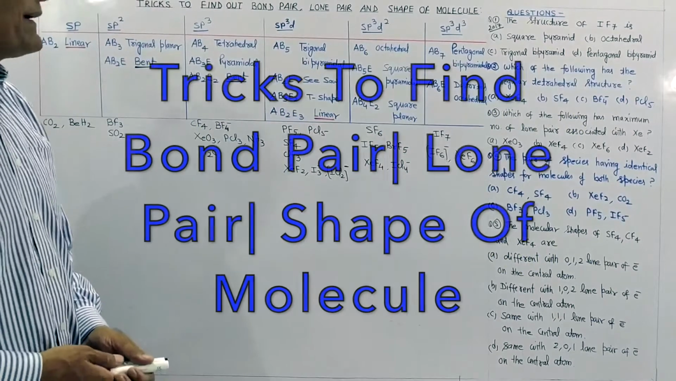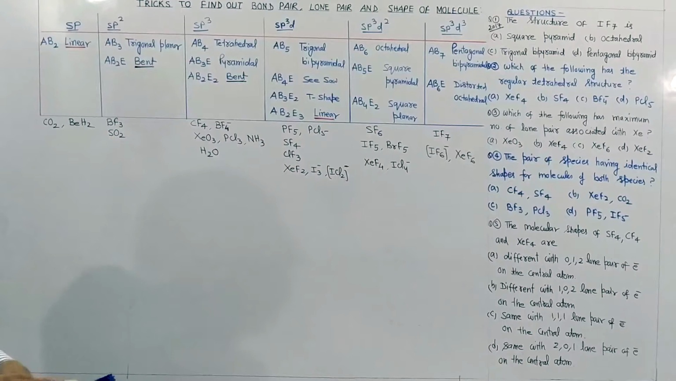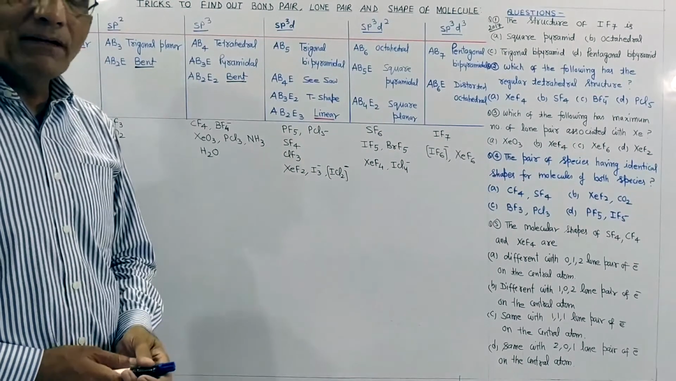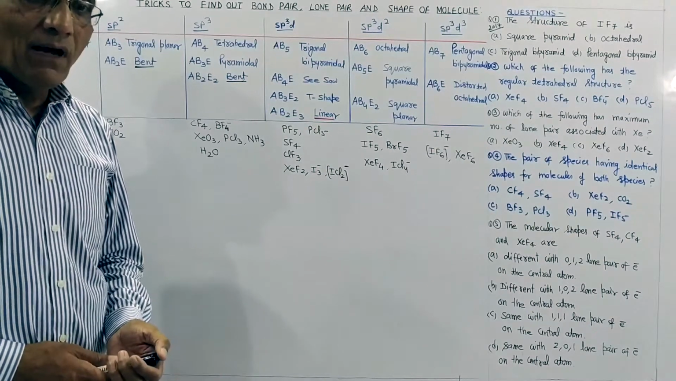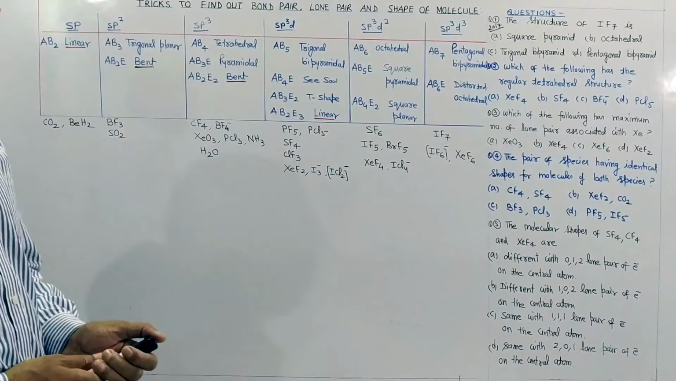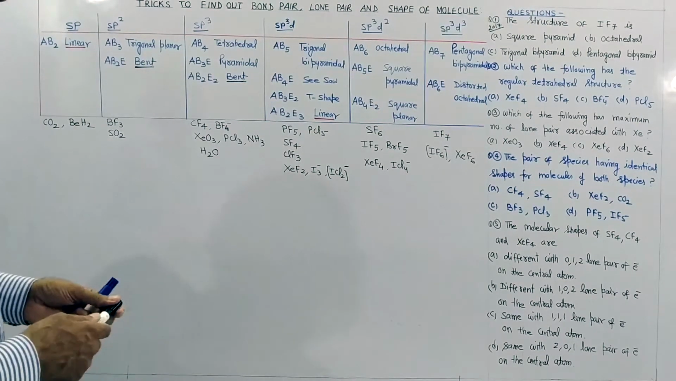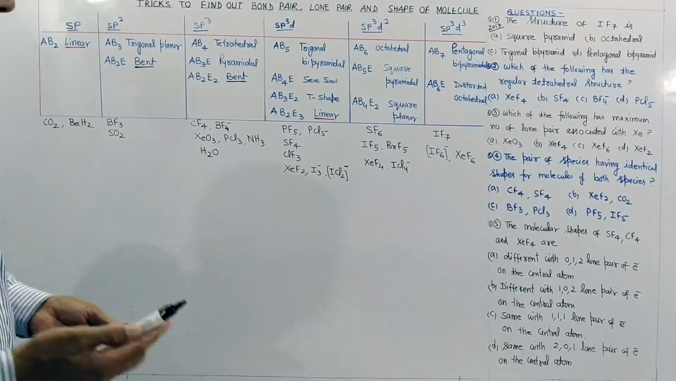So students, today we will discuss tricks to find out bond pair, lone pair and shape of molecules. I have prepared another video in which I have explained the tricks for hybridization. I advise all of you to refer to that video so that you can understand this video easily. In that hybridization video, I have explained how you can find out the hybridization.